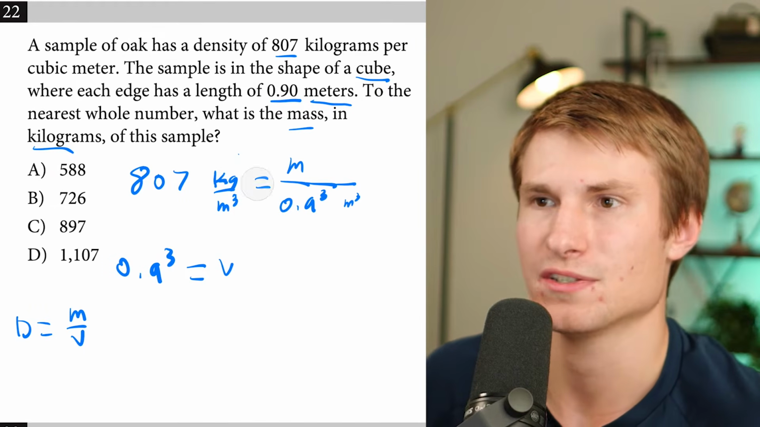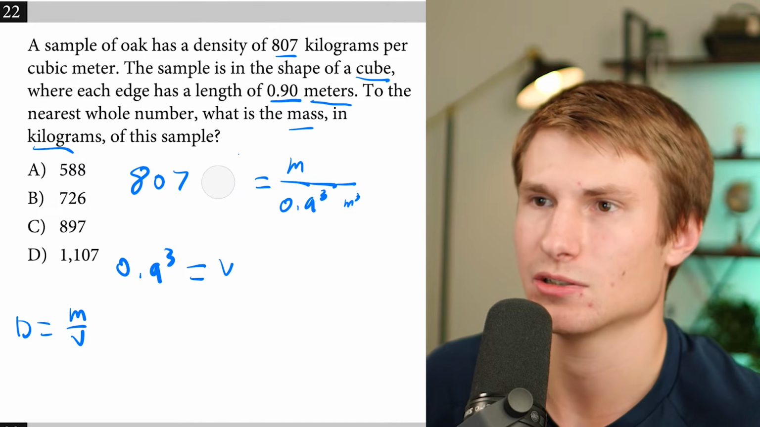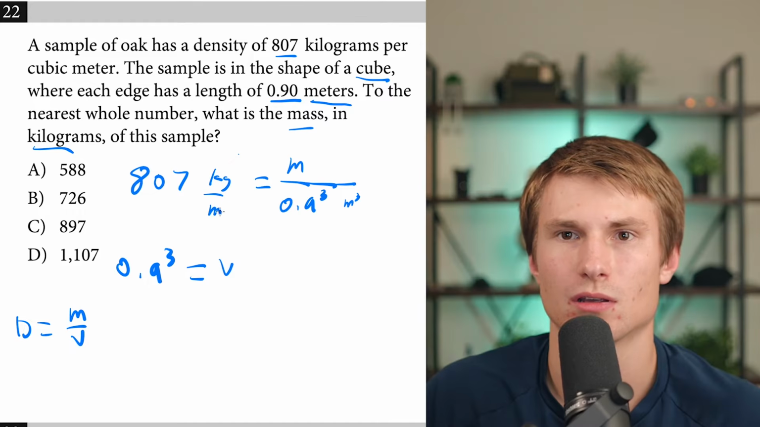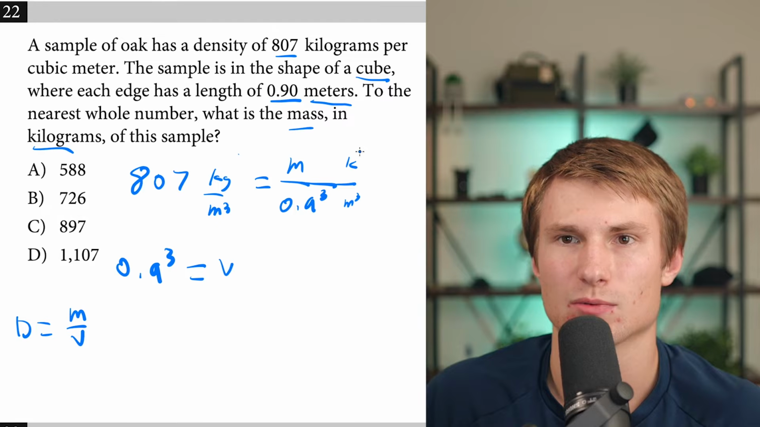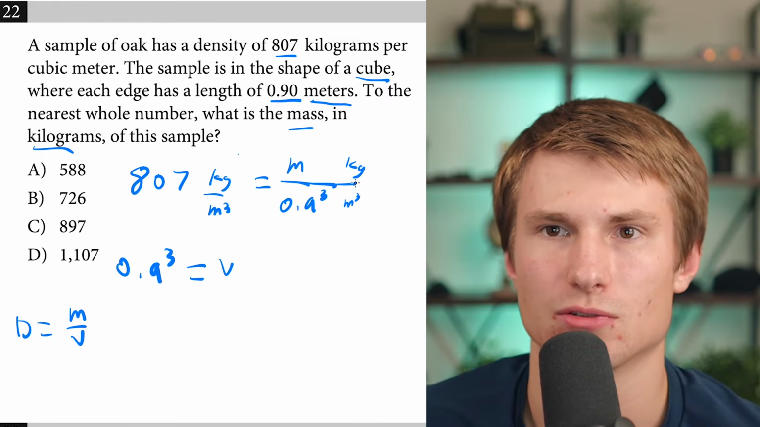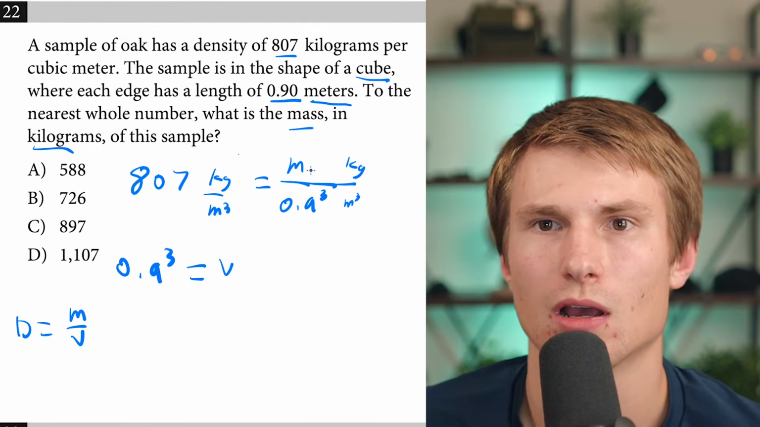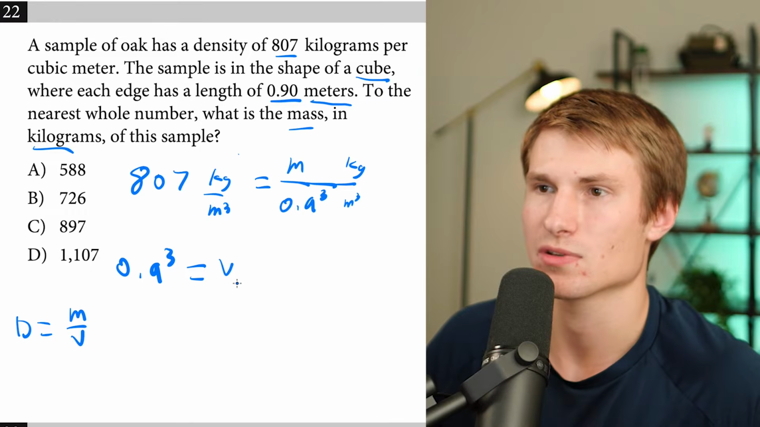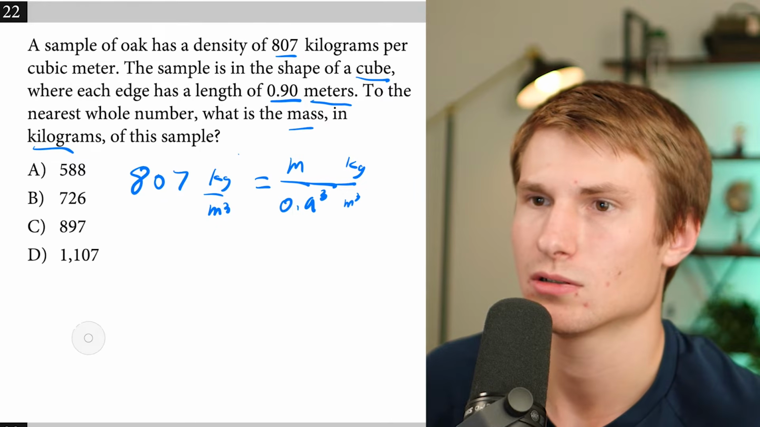Okay, I'm gonna go ahead and erase these units now. Actually, I should keep them in. Let me just keep them in. Okay, you should probably keep them in as well, unless they just really annoy you. But let's just go ahead and keep going. Okay, from here, we're just going to solve for M. So we're going to multiply both sides by 0.9 cubed. Okay, so let's go ahead and do that.